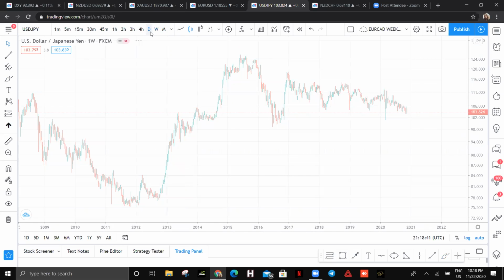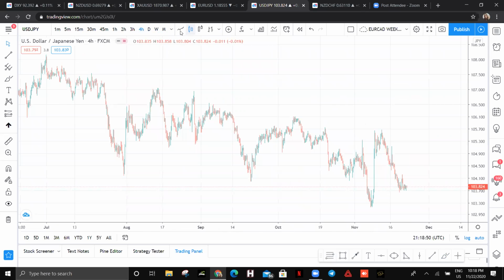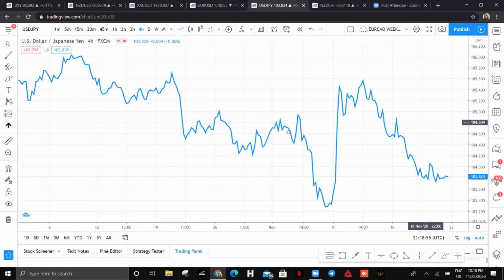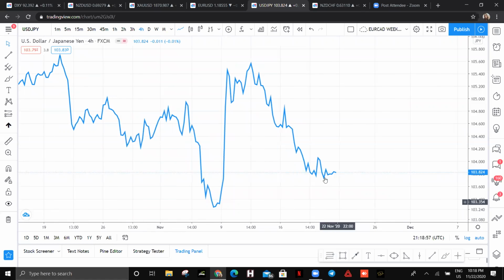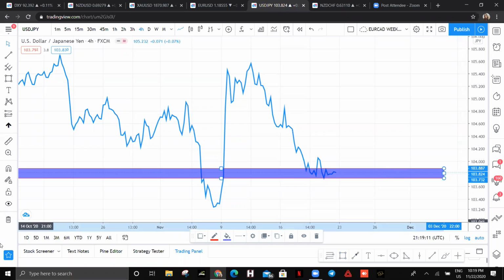Coming to the daily time frame, you can see how price is actually reacting to it. So let's go to H4 and draw our support and resistance zones. Now this one is the recent pullback from here to here. So you pick your rectangle and draw it. Okay. Pick another rectangle. This is another pullback from here to here.